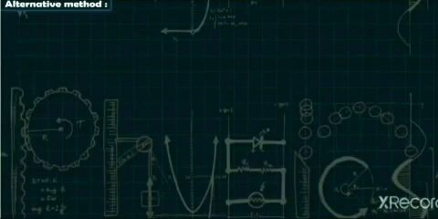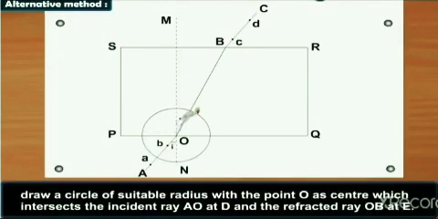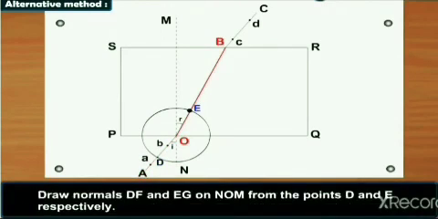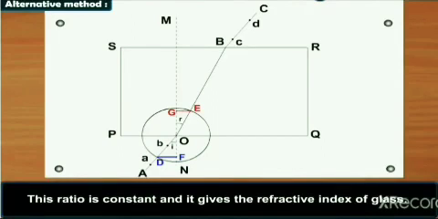Alternative method. In order to verify the law of refraction without measuring the angles I and R, draw a circle of suitable radius with point O as center, which intersects the incident ray AO at D and the refracted ray OB at E. Draw normals DF and EG on NOM from the points D and E respectively. Measure the lengths of the normals DF and EG. Find DF upon EG. This ratio is constant and it gives the refractive index of glass.